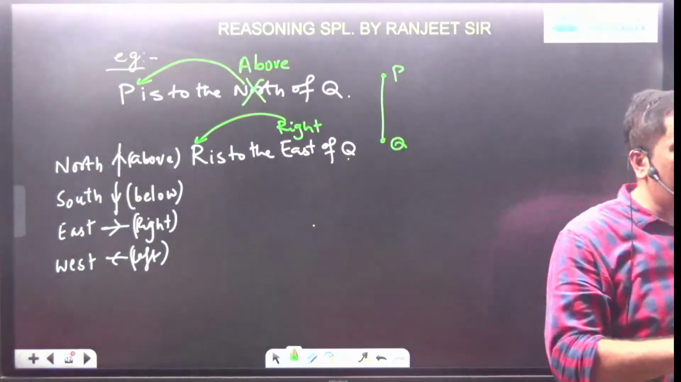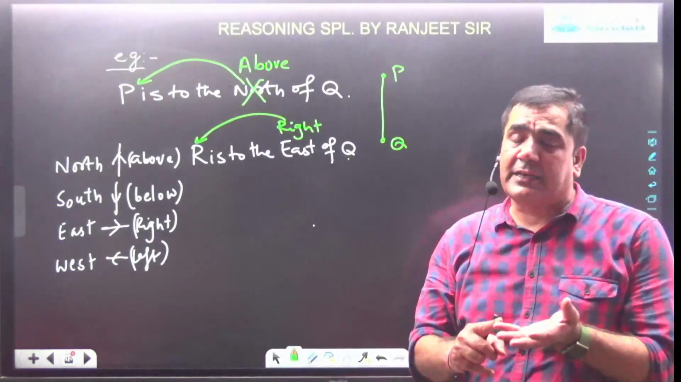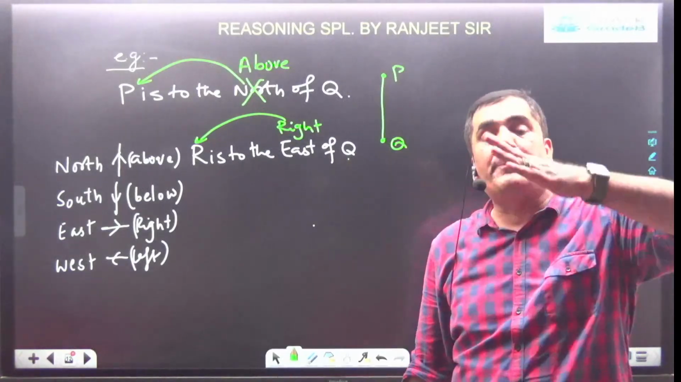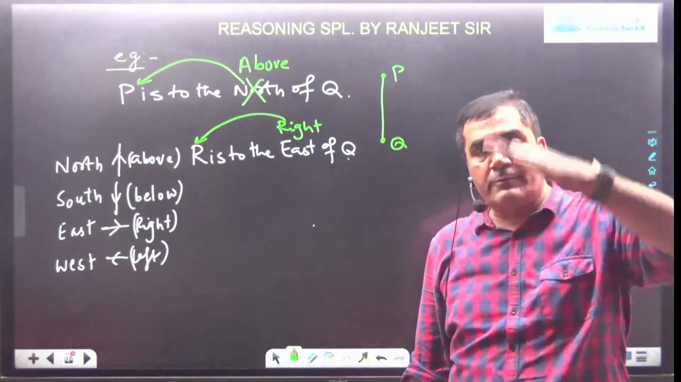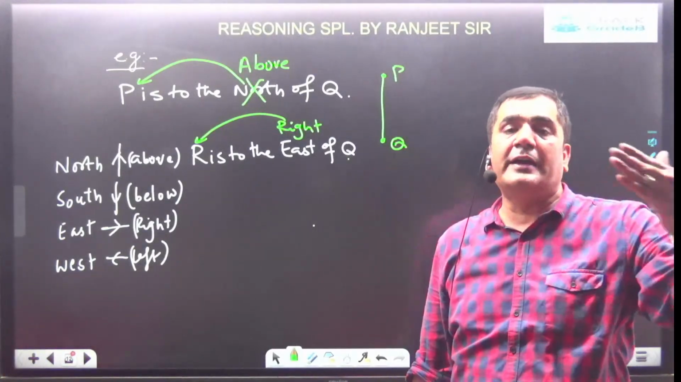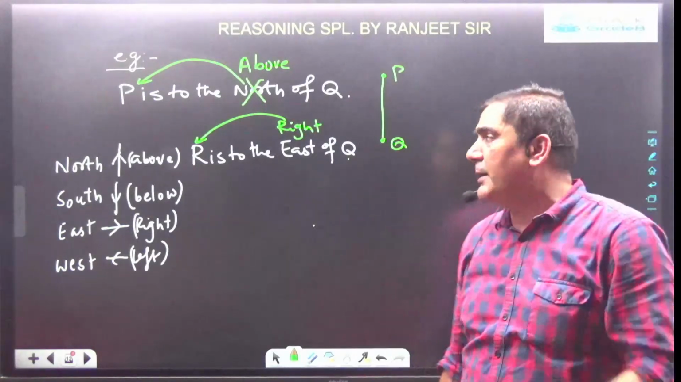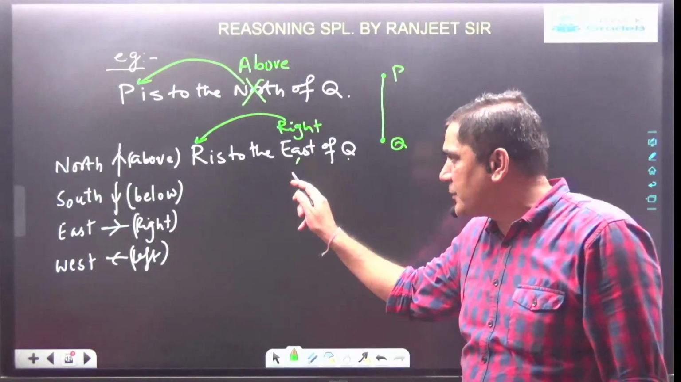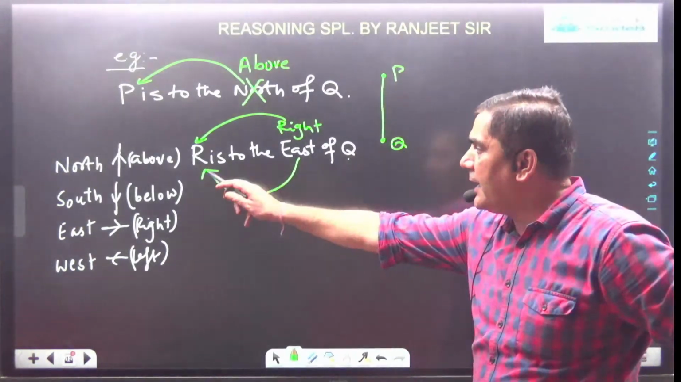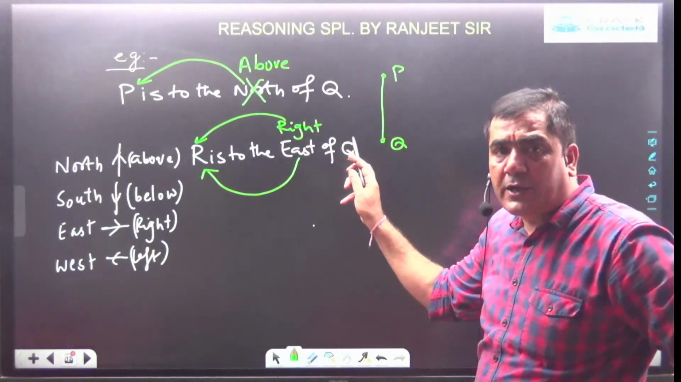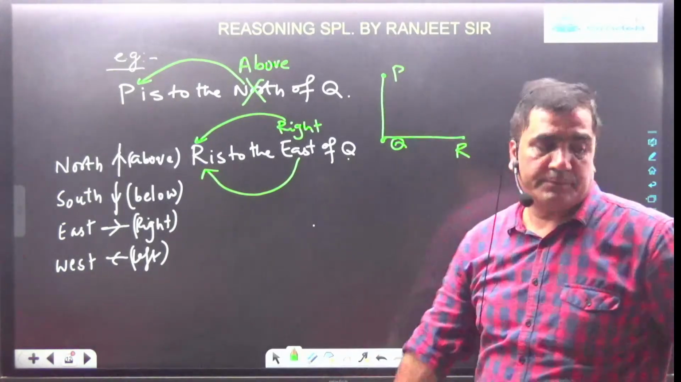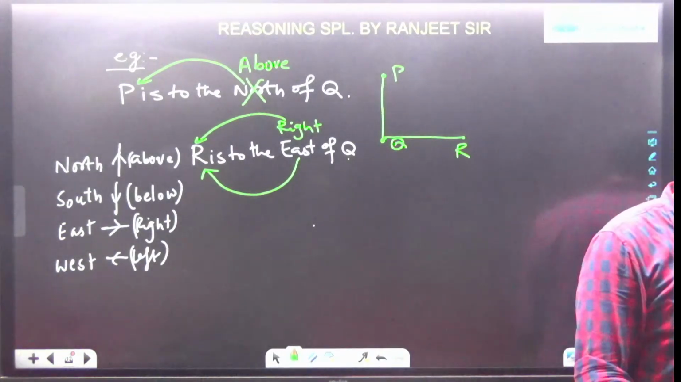Never read north as north, south as south, east as east, and west as west. My trick says whenever they use the word north, always read it as up or above. South means below or down. East always means right, and west always means left. And always remember, whatever direction they have given, it is only and only for the first person. So now R is going to be on the right of Q. If Q is over here, then on the right of Q it must be R. Clear?